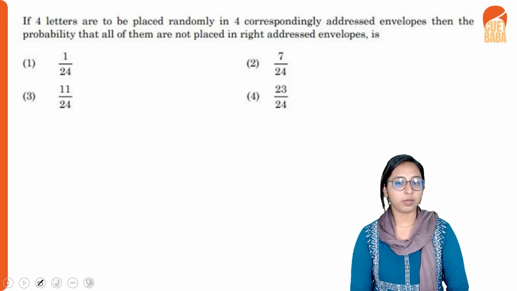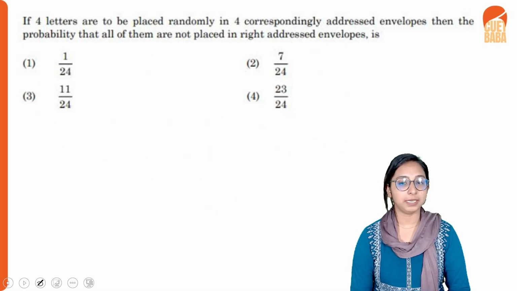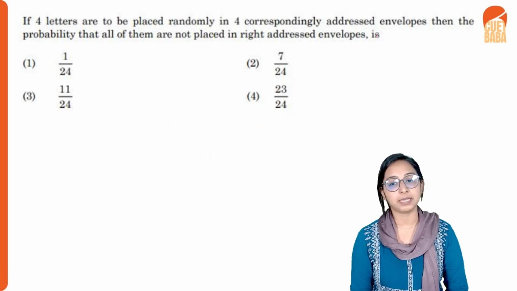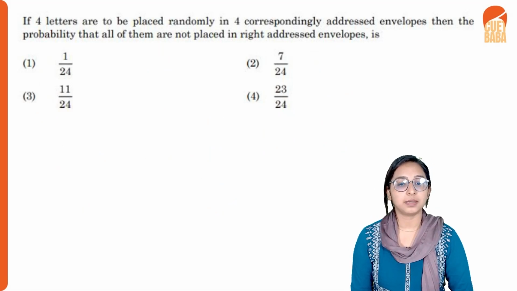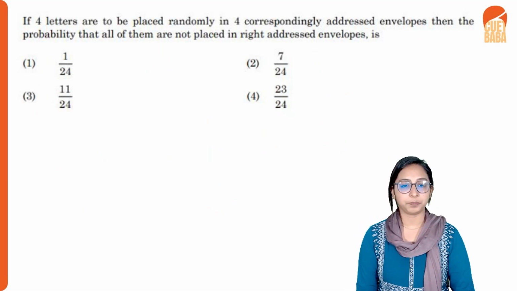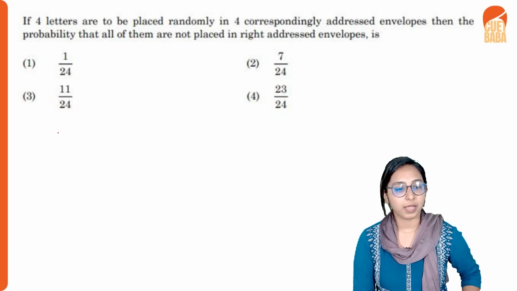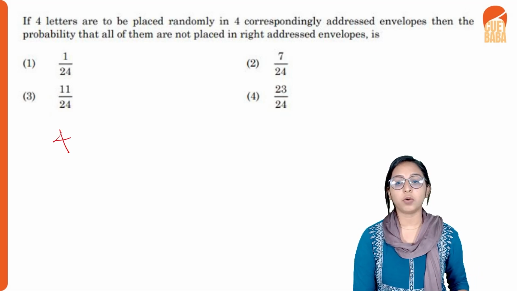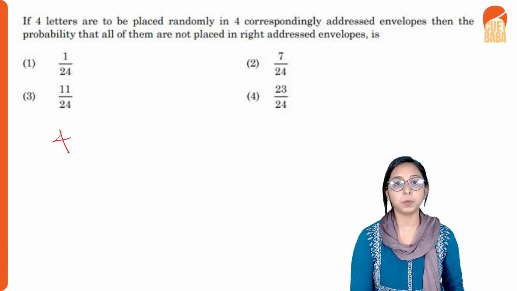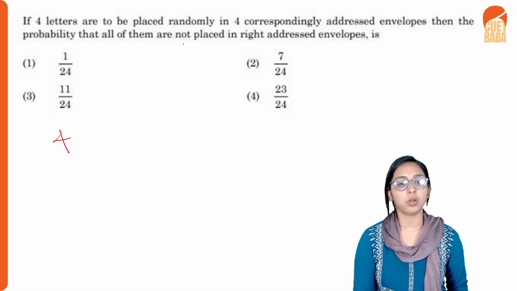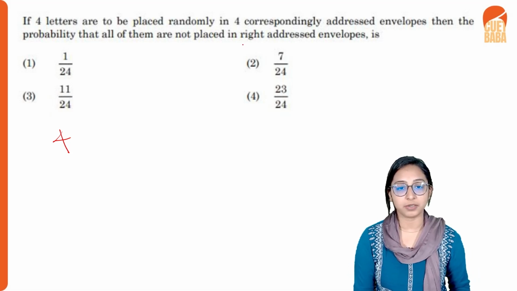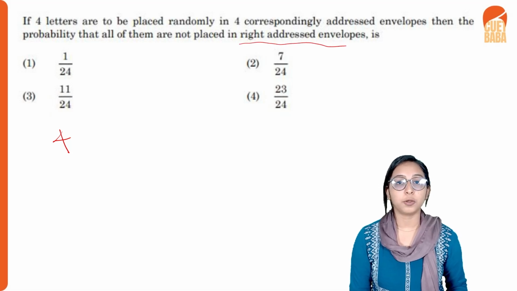Next question. If 4 letters are to be placed randomly in 4 corresponding addressed envelopes, then the probability that all of them are not placed in the right addressed envelopes is. So the question is, 4 items are there, that is 4 letters, and they should be placed in 4 envelopes, and we have to find the probability that all of them are not placed in the right addressed envelopes.